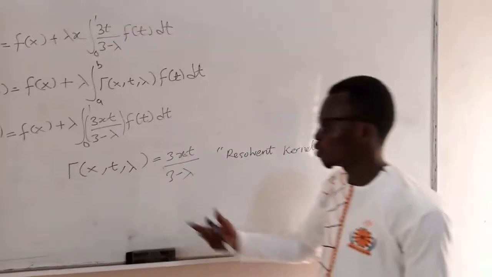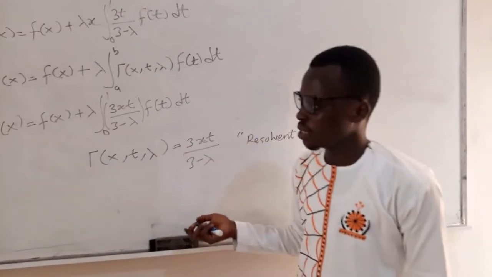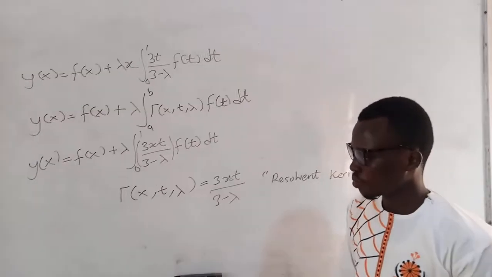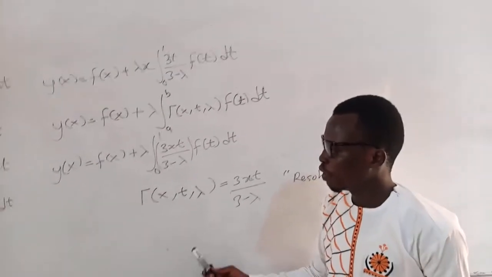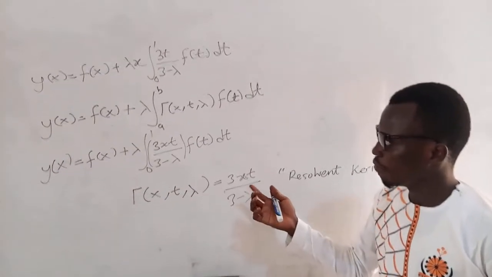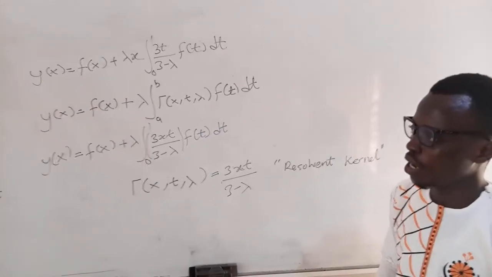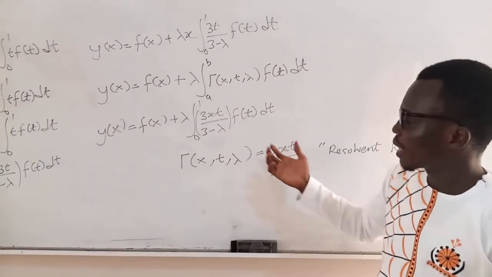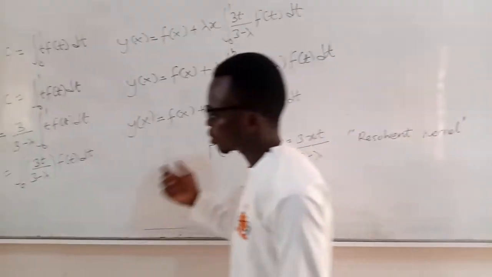Resolvent kernel. So this is our resolvent kernel. Now the question said we should also find the radius of convergence. To find the radius of convergence, let's manipulate this. From the method of approximation, can you see that our kernel from the question given was what?